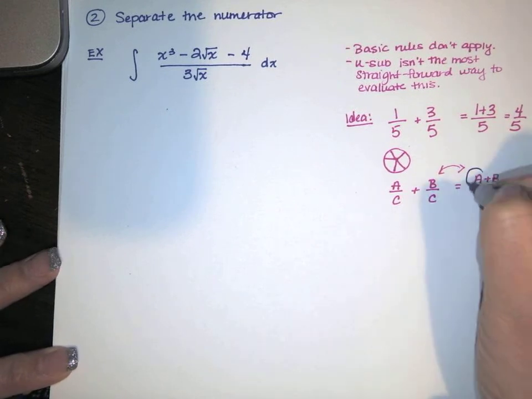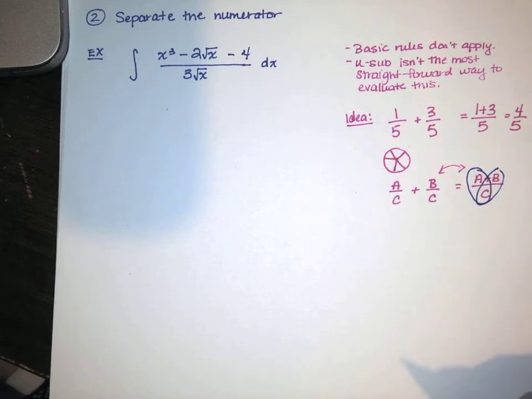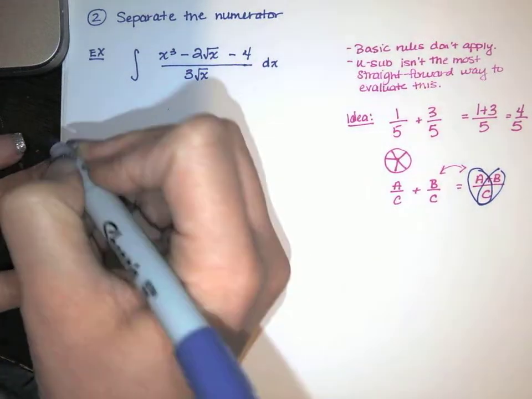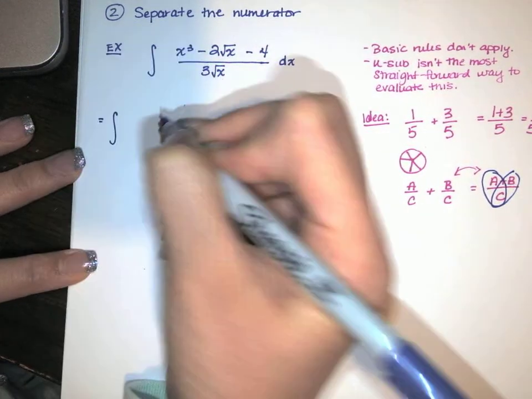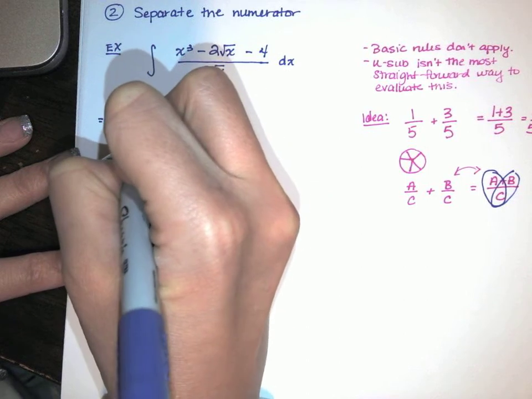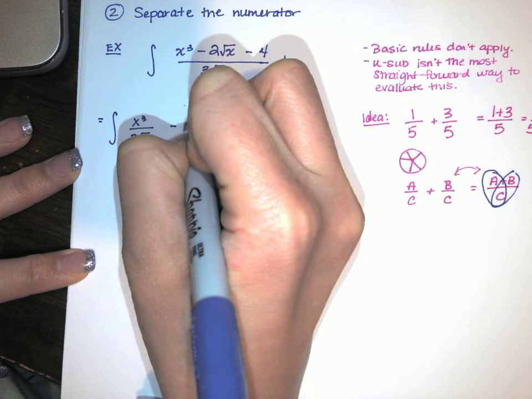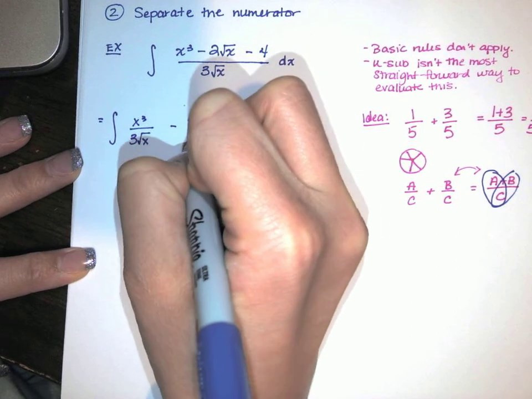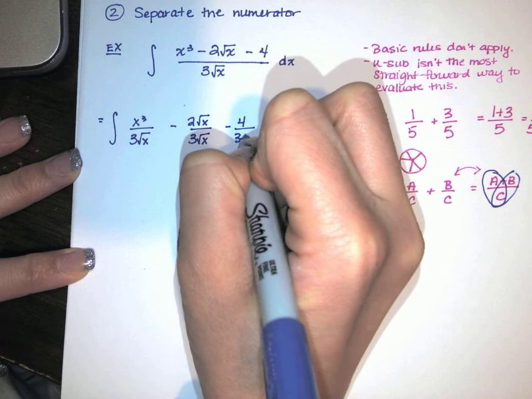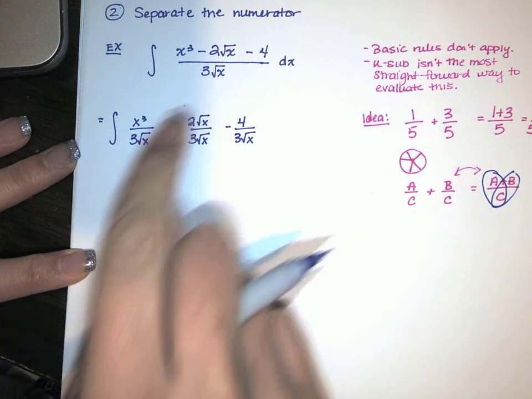Sometimes my students in class will see I'll do this plus this, and then I'm adding them together. Now this has 3 terms instead of 2, but of course the principle is exactly the same. So I'm going to take my x cubed and divide it by 3 times the square root of x. And then I'll have the negative 2 times the square root of x divided by 3 times the square root of x. And the negative 4 over 3 times the square root of x. And I'm just taking each of these separately and dividing them by that 3 times the square root of x.